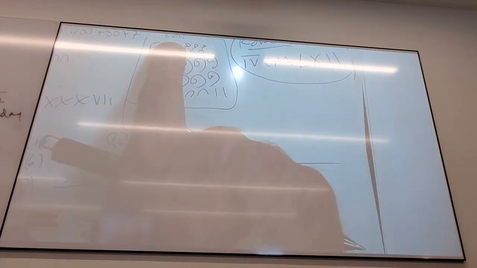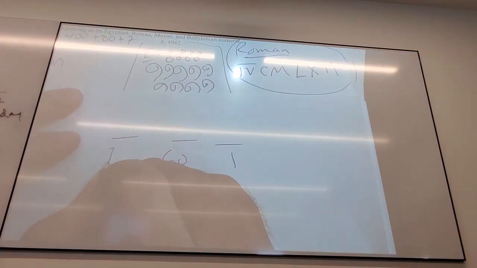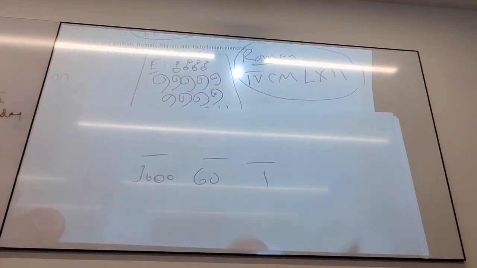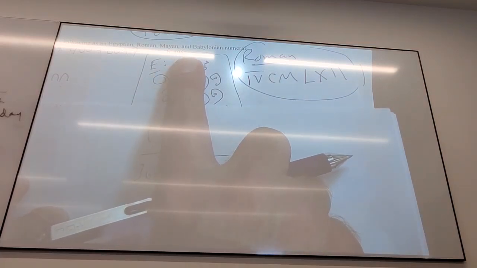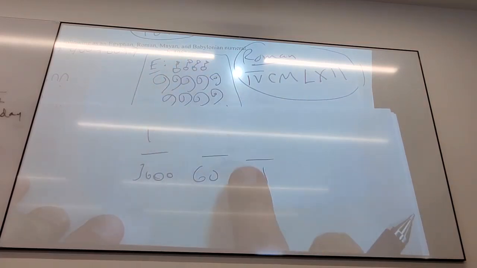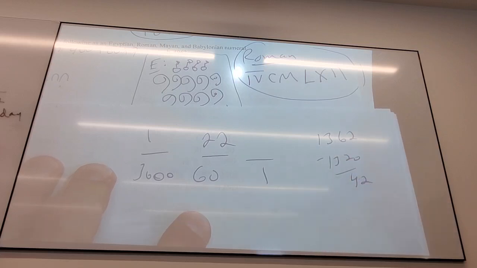Babylonians. Very quickly, it would be 1, 60, 3,600, right? You'd use one of these and you'd have 1362 left. And then 1362 divided by 60. What is it? 22? So what did I say? 1362 minus 1,320, I believe. So you have 42 left.